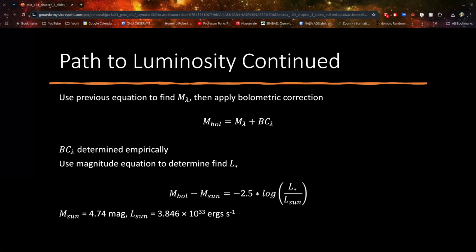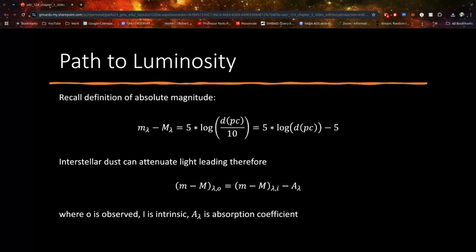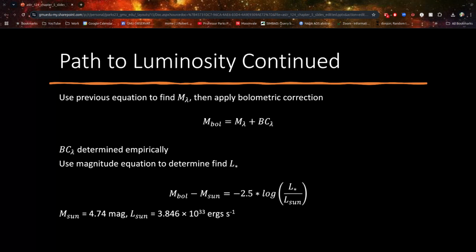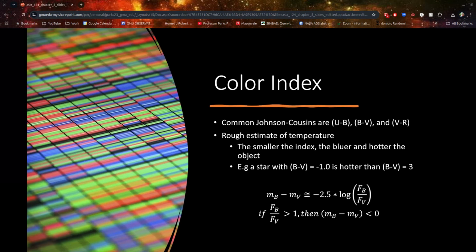The luminosity of the sun, as you might well expect, is extremely well known. It is 3.8 times 10 to the 33rd ergs per second. You'll have to forgive me, as much as I go on about errors, I have not included error bars here, but trust me, it is a pretty precise value. So now you can solve that equation. I leave it to you to rearrange that equation, and you can solve for L star, the luminosity of the star in question.